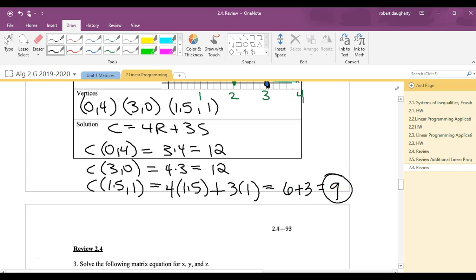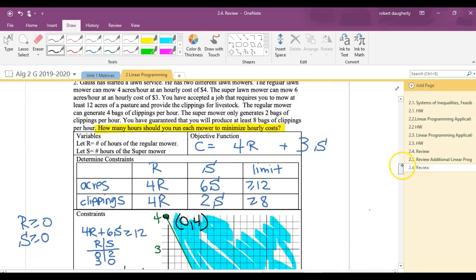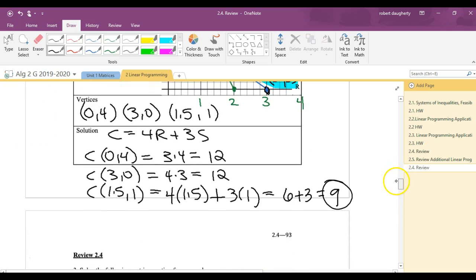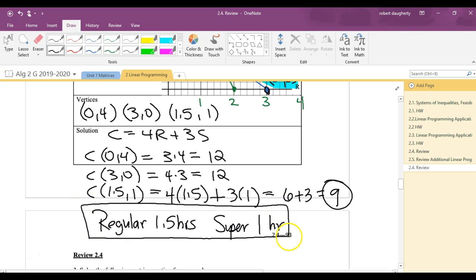So that's my minimum. And so what do they ask for? How many hours should you run each mower to minimize the hourly cost? So I need to run the regular for 1.5 hours and the super for 1 hour to minimize my cost. And if they ask you for it, the minimum cost per hour is $9 in that scenario. Okay.